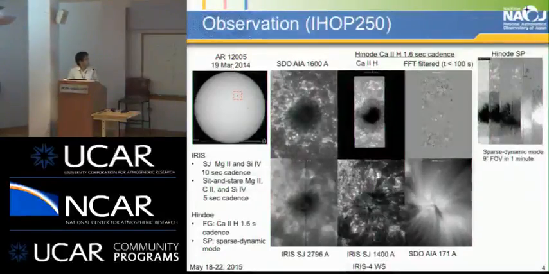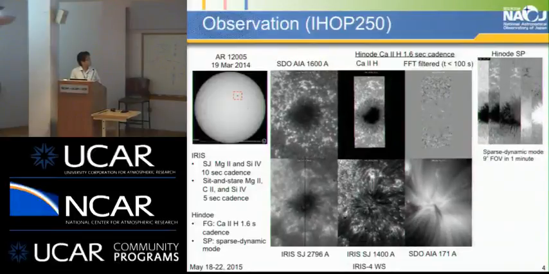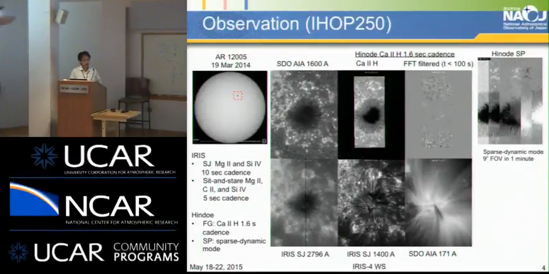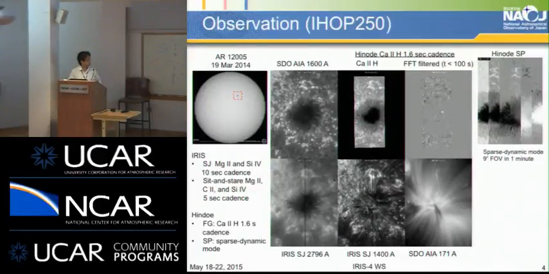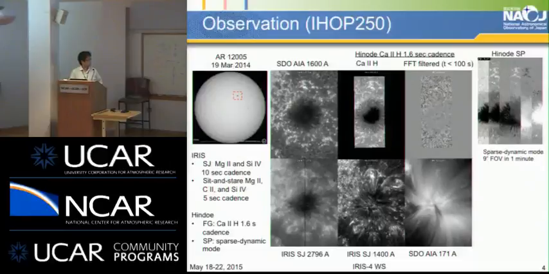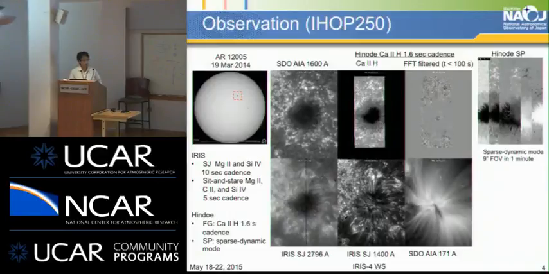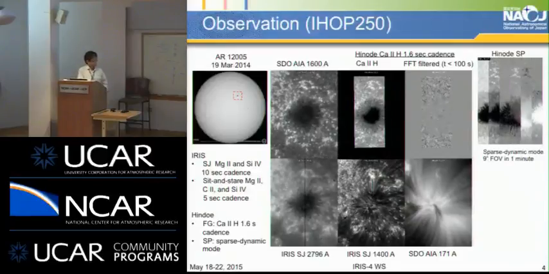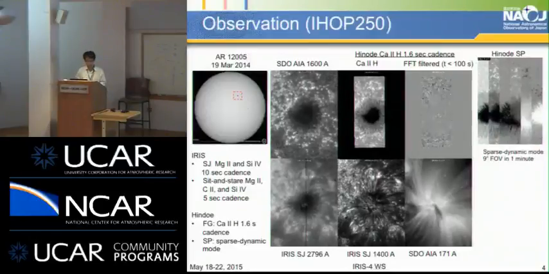Okay, so we did an observation using Hinode and IRIS, the so-called HOP 250. The unique feature of this HOP is that we use very high cadence calcium filtergram observation. 1.6 second cadence is currently the highest cadence that can be achieved with Hinode. We also got the IRIS data, SJI, and also compared with AIA. We also took the fast dynamics mode with the Hinode spectro-polarimeter to study the temporal evolution of the magnetic fields in the photosphere. But in this talk, I mainly focus on the comparison of the Hinode calcium filtergram with the IRIS SJI and IRIS spectrum.